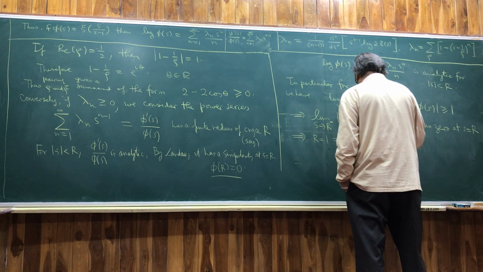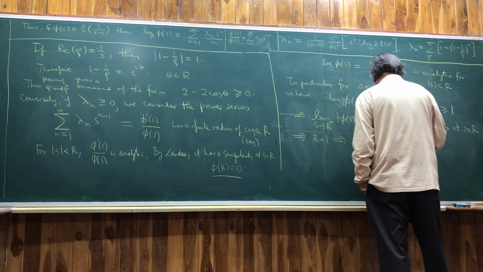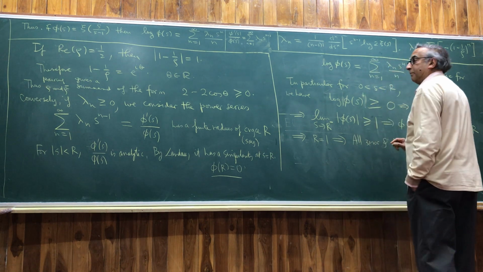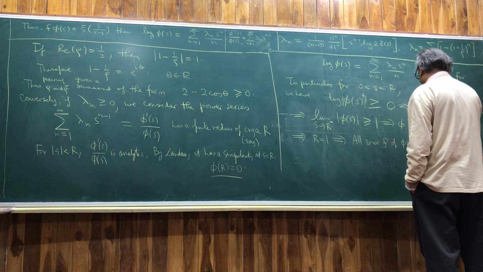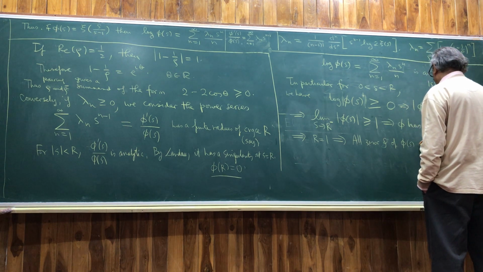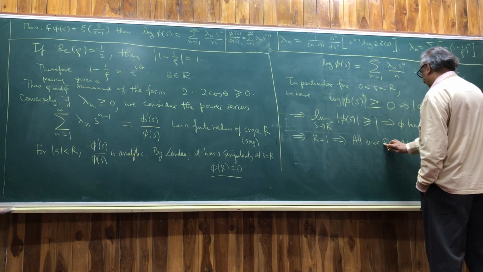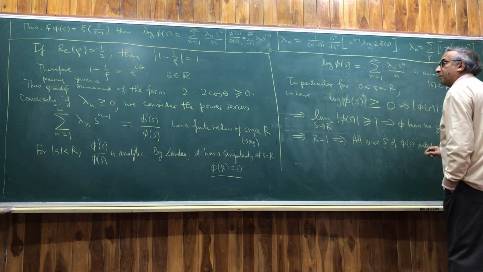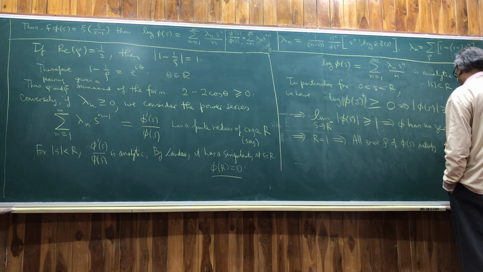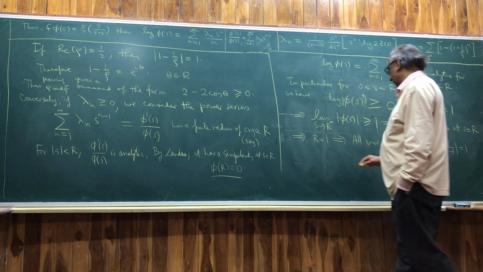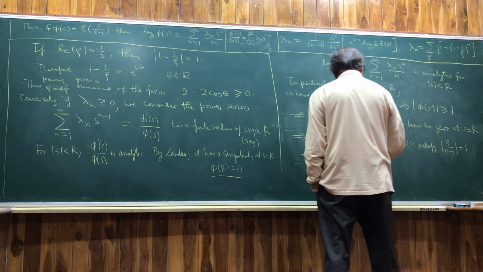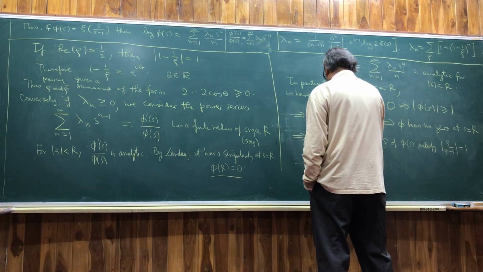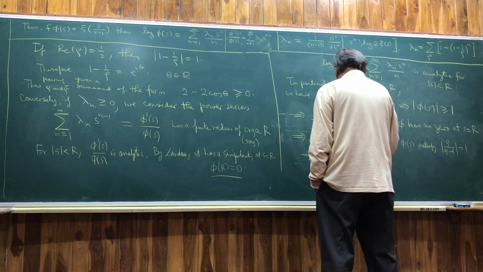all the zeros rho of phi satisfy that rho over rho minus 1 has absolute value 1, which implies that the real part of rho is a half. So this is the other direction.